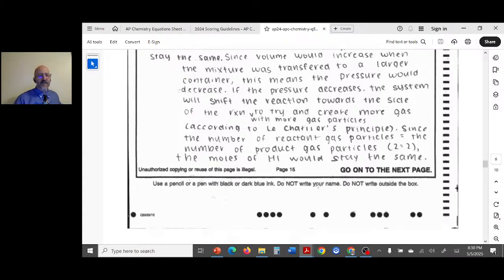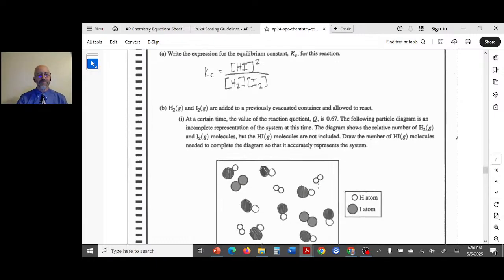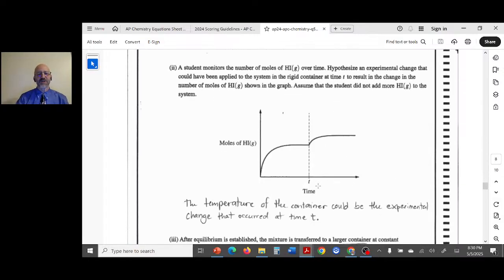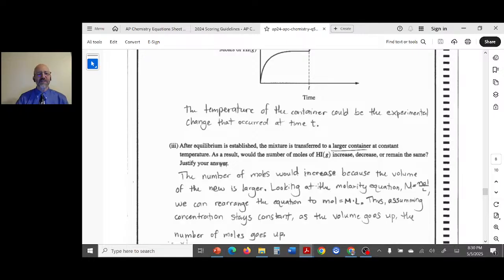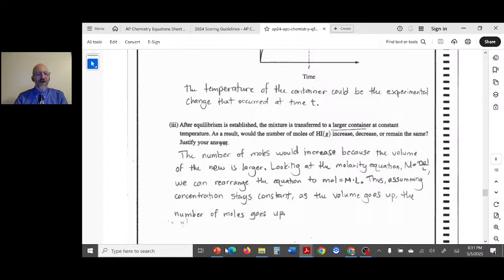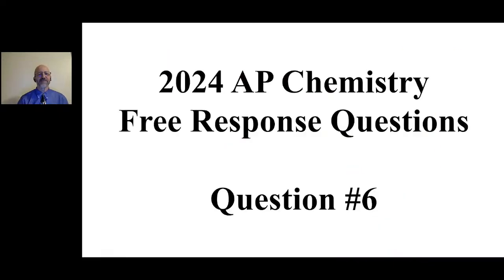My next example student looks like they got only 1 out of 4 points. So they got this one. Too many molecules of HI. The temperature could be the experimental change. You didn't tell me how it was changed. So they were too vague and didn't specifically say temperature would be decreased. And then number of moles would increase because the volume is larger. And so, yeah, okay. All right, moving on to our next question in the 2024 free response.